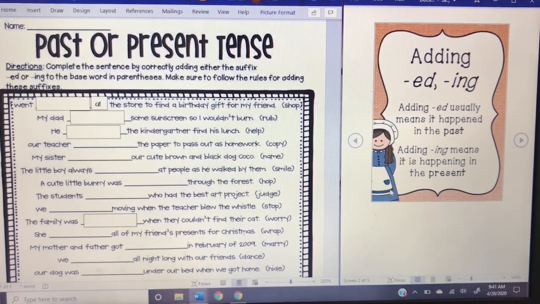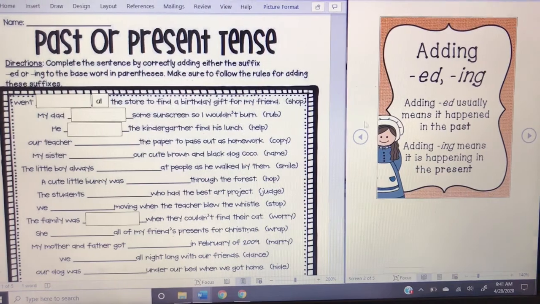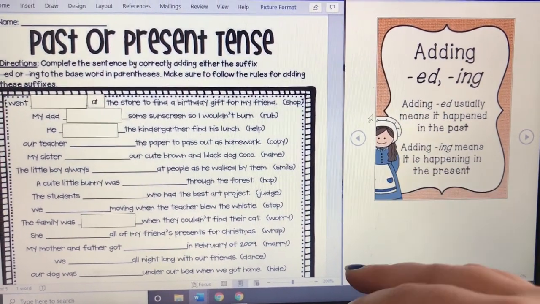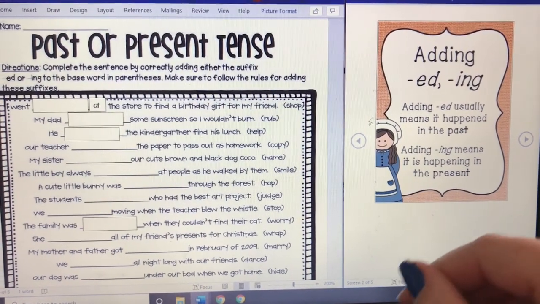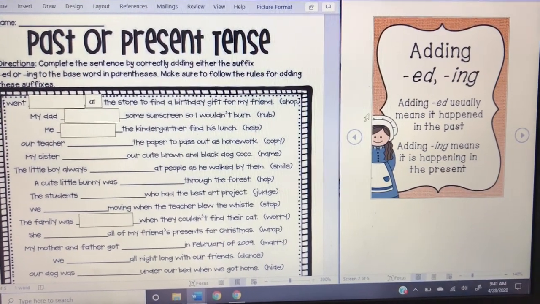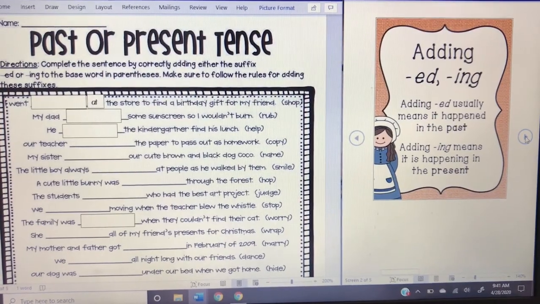Hi guys, so today we're going to go over talking about past and present tense. When we are talking about things in the past, we usually add ed to our words. And when we're talking about things in the present, which means they're happening right now, we usually add ing to our words. And there's a few rules we need to follow when we're adding these suffixes to our words.